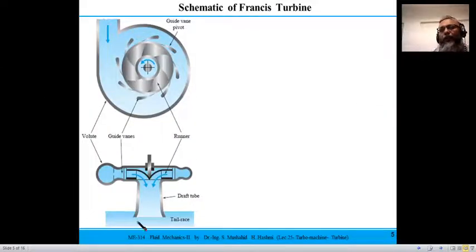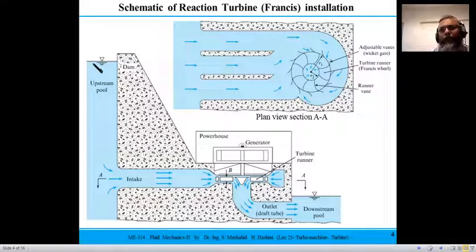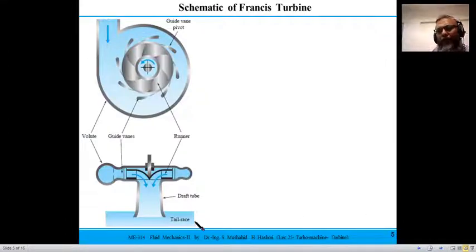So this same Francis turbine, this is actually the so-called draft tube. This section is actually a diffuser passage, and this level of water is called the head race. This level of water is called the tail race. So head race is the highest level, and the lowest level on the downstream, where the fluid is going out, is called the tail race. So you see, this is your guide vanes.